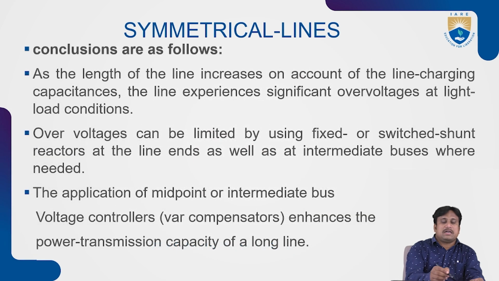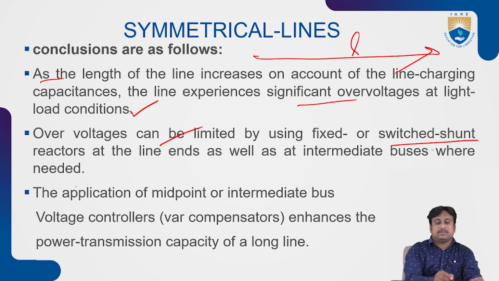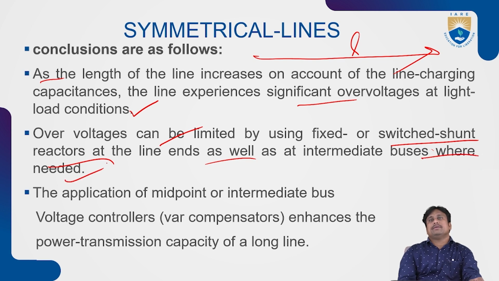So here, the conclusion says that as the length of the line increases, on account of the line charging capacitances, the line experiences significant overvoltage. This occurs at light load conditions, and the overvoltage can be limited by using fixed or switched shunt reactors. These are treated at the line ends, and intermediate buses are also required. The application of midpoint or intermediate bus voltage control with reactive volt-ampere compensators enhances the power transmission capacity of a given long line.